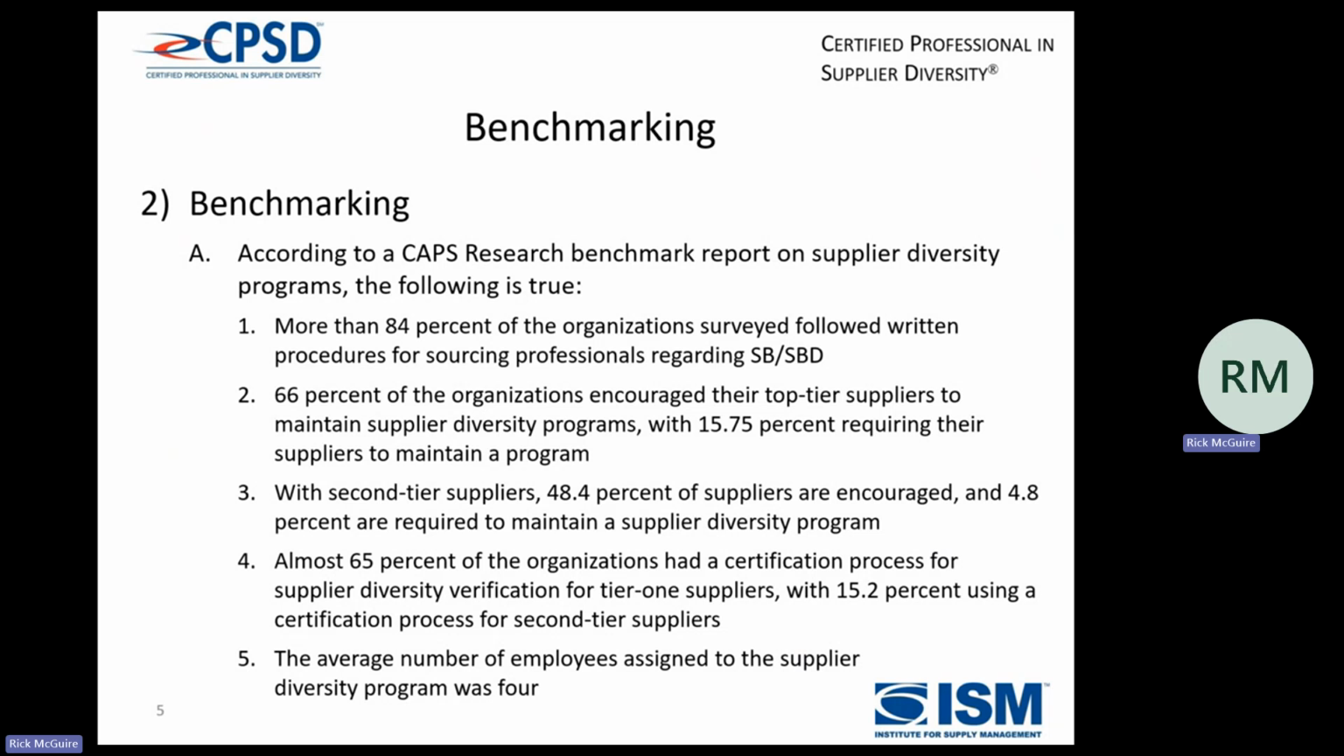With second tier suppliers, 48% of suppliers are encouraged and just under 5% are required. Almost 65% of the organizations had a certification process for diverse supplier verification for tier one suppliers, with 15% using a certification process for tier two suppliers. Usually, that's kind of a misleading stat. Usually you would require the tier ones to have a program and have them do the certifying of the tier twos. The average number of employees assigned to the supplier diversity program was 4.